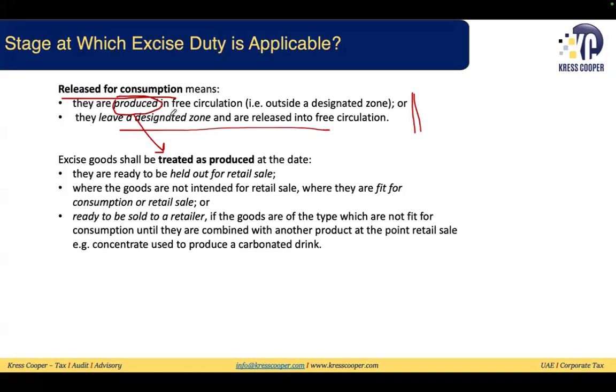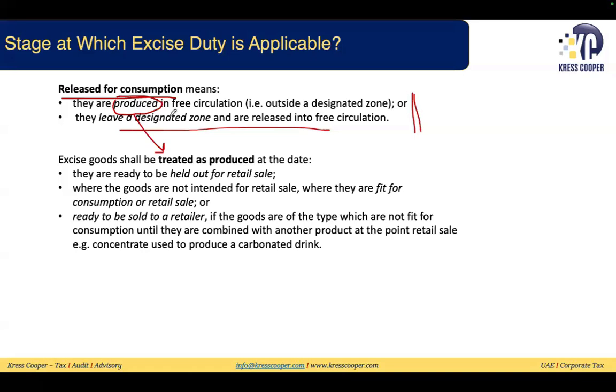Held for the retail sale. They are ready to be held for the retail sale. If the goods are being manufactured, they are ready for the retail sale. Then at this stage, excise duty, you need to account for the excise duty.